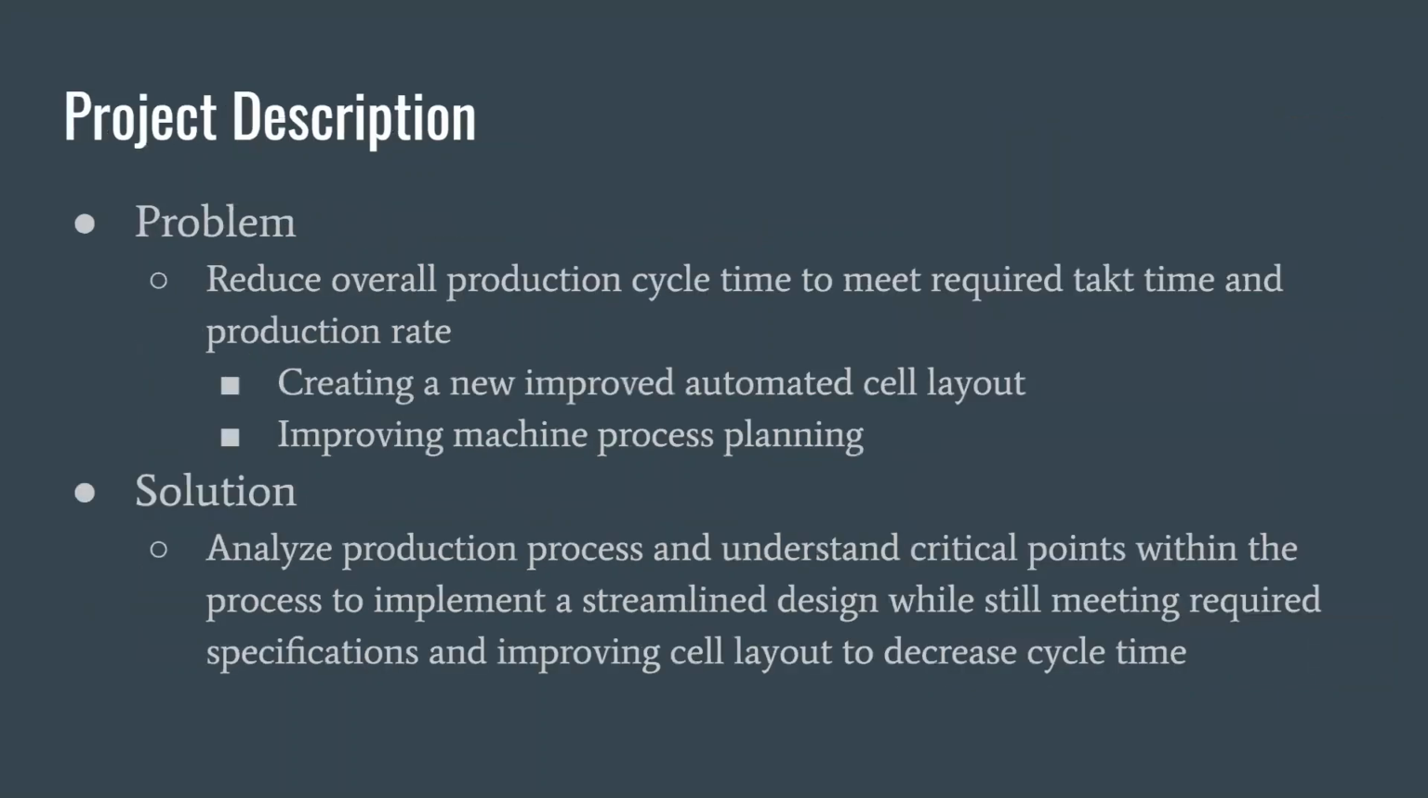For our project, we were tasked by Cast-Rite to create an optimized automated cell layout centered around a new automated die casting machine. The machine was to be used to produce a part under contract at a production rate of 800 parts per week for 5 years.